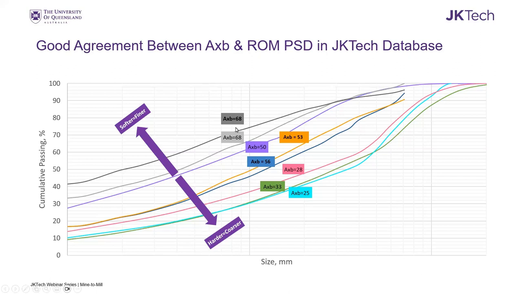With very fine material, the A×b is very, very high, indicating very low resistance to impact breakage, whereas the very low values of A×b represent the harder materials, the very competent rocks to SAG milling, and that's the very coarse rank of mine particle size distributions.